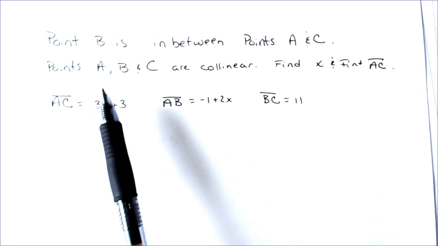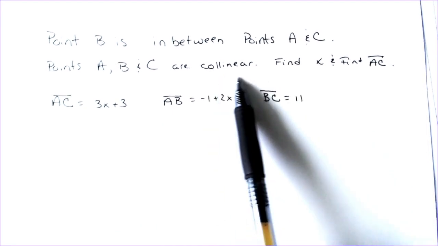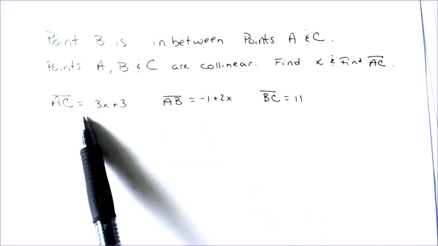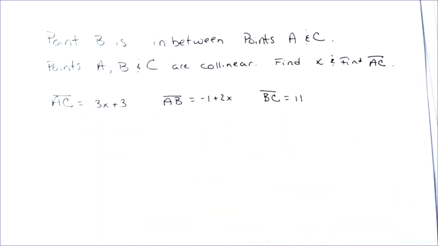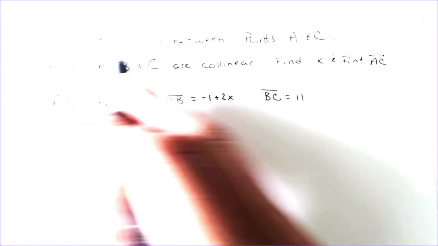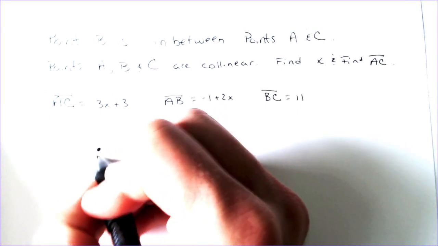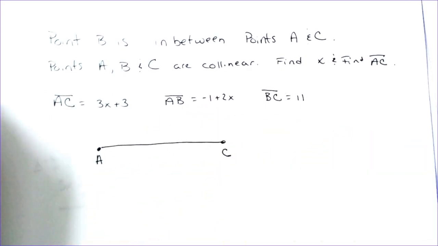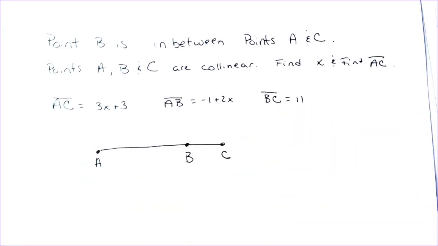And we're also told that A, B, and C are all on the same line, which is collinear, on the same line. We're going to be finding x and AC. So I'm provided these bits of information about this collinear line segment, and if I know that point B is somewhere in between A and C, that's what I'm going to start out with. I'm going to draw a point A and a point C, and I'm going to put point B anywhere in between it. I might be right, I might be wrong, it might not be to scale, but it's somewhere in between.